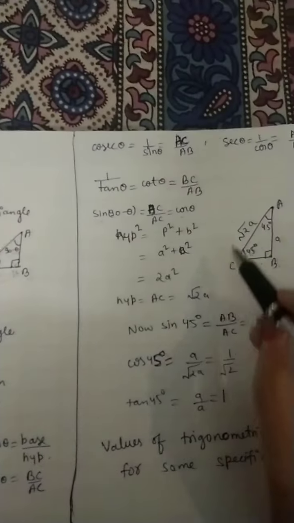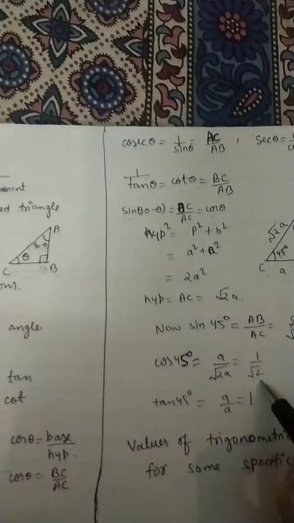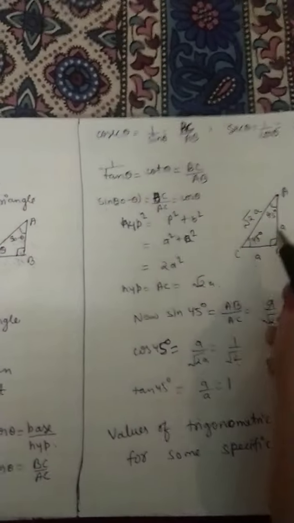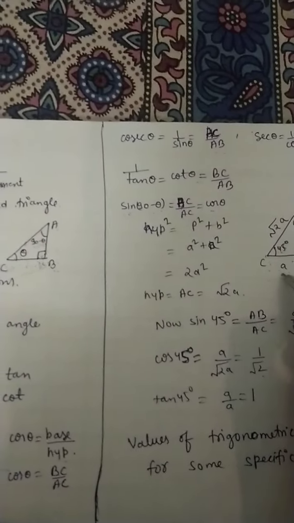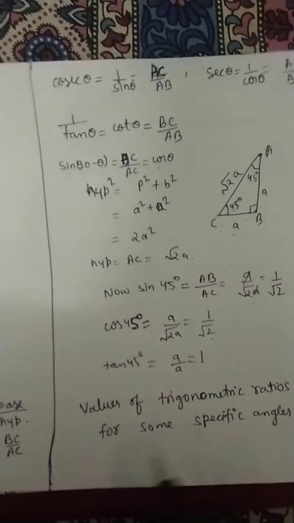Similarly, cos 45 is base upon hypotenuse. So it will give the value of A by root 2 A and it will come out to be 1 by root 2. And tan 45 is perpendicular upon base, which is both A and A. So tan 45 is 1. Now let us see the values of trigonometric ratios for some specific angles.